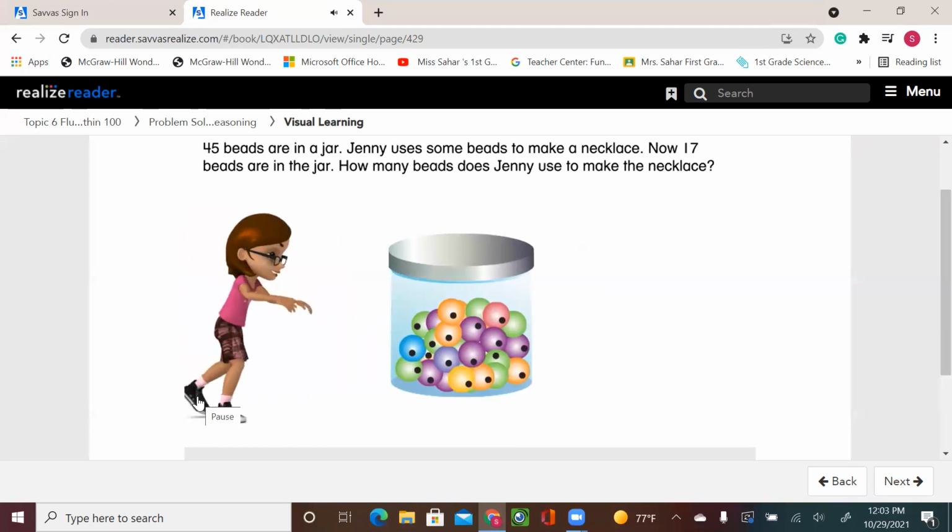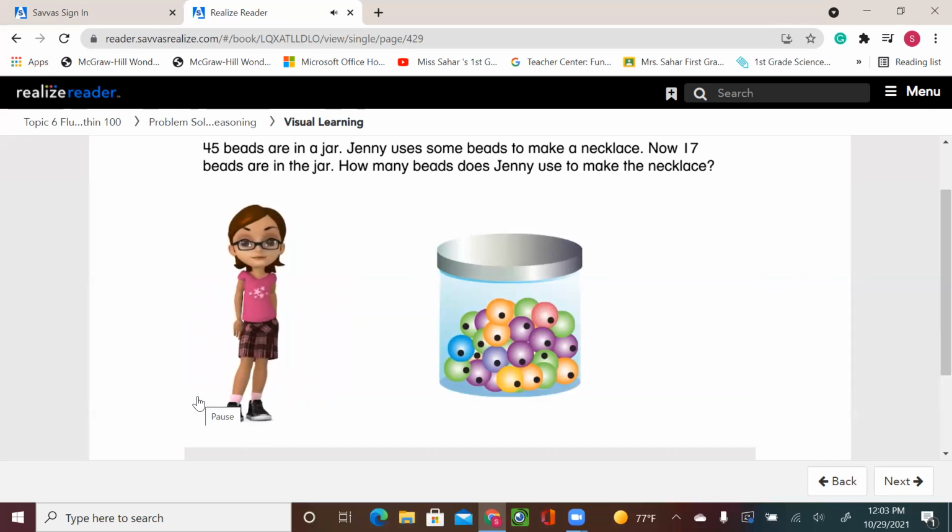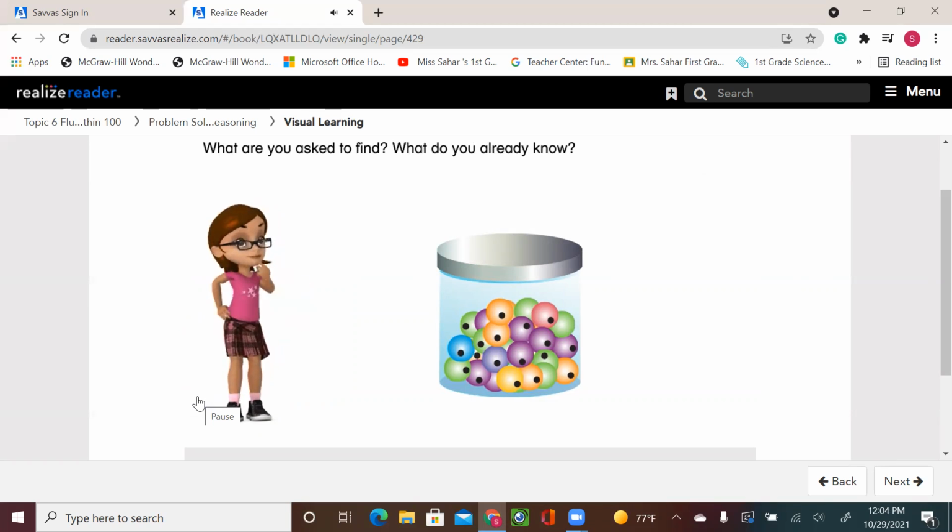"45 beads are in a jar. Jenny uses some beads to make a necklace. Now 17 beads are in the jar. How many beads does Jenny use to make the necklace?" What are you asked to find? What do you already know?